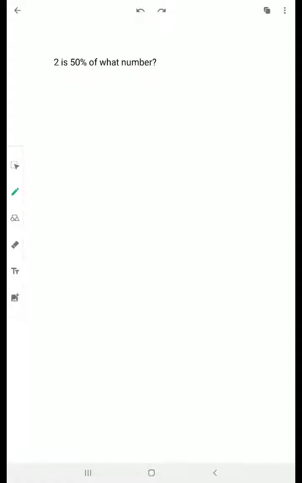Hi guys, today we're going to take a look at a problem like what you see at the top of the screen there. 2 is 50% of what number? And as you know, I like to start with one that you might already start to see the answer to. But I want to show you a visual way of solving this, and it involves the double number line. I think a double number line really works well to see what's going on.